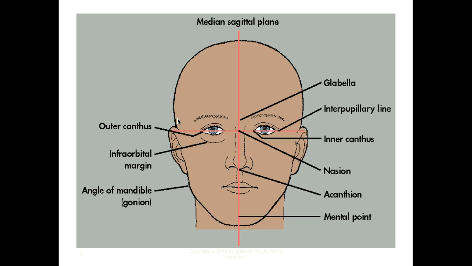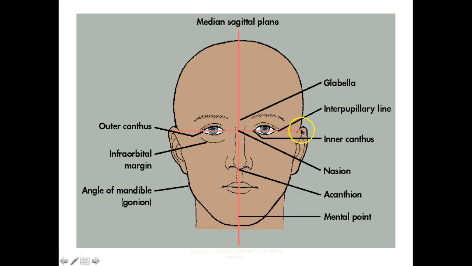So when we look at this diagram here, the first thing we're going to start off with is the mid-sagittal plane. So this is your mid-sagittal plane. It cuts the body into right and left halves, on the skull. So when we look at the mid-sagittal plane, right down the middle, we have the inner pupillary line here.